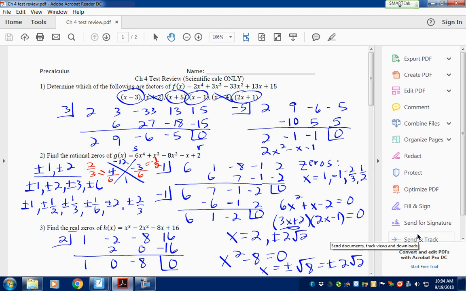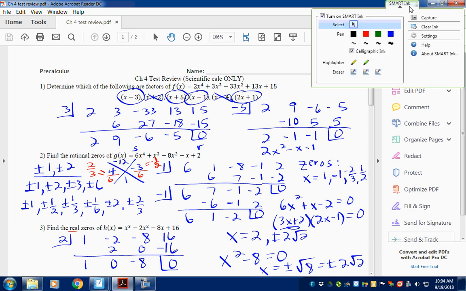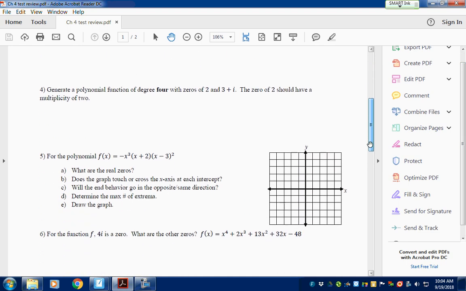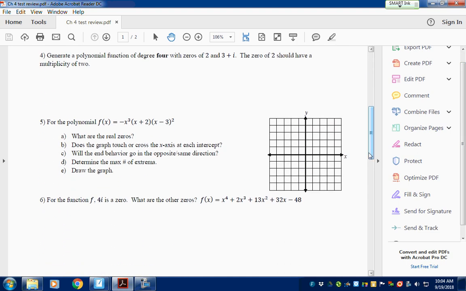Rational zeros, real zeros. I think we take a segue for a moment. So now we're going to build a polynomial before we get to the find all real zeros. So this says generate a polynomial function of degree 4, oh boy, with zeros of 2 and 3 plus i. The 0 of 2 should have multiplicity of 2, so x minus 2 squared. And then the other 2 zeros, if 3 plus i is a 0, we have x minus 3 plus i. Then 3 minus i is also a 0, so we have x minus 3 minus i.